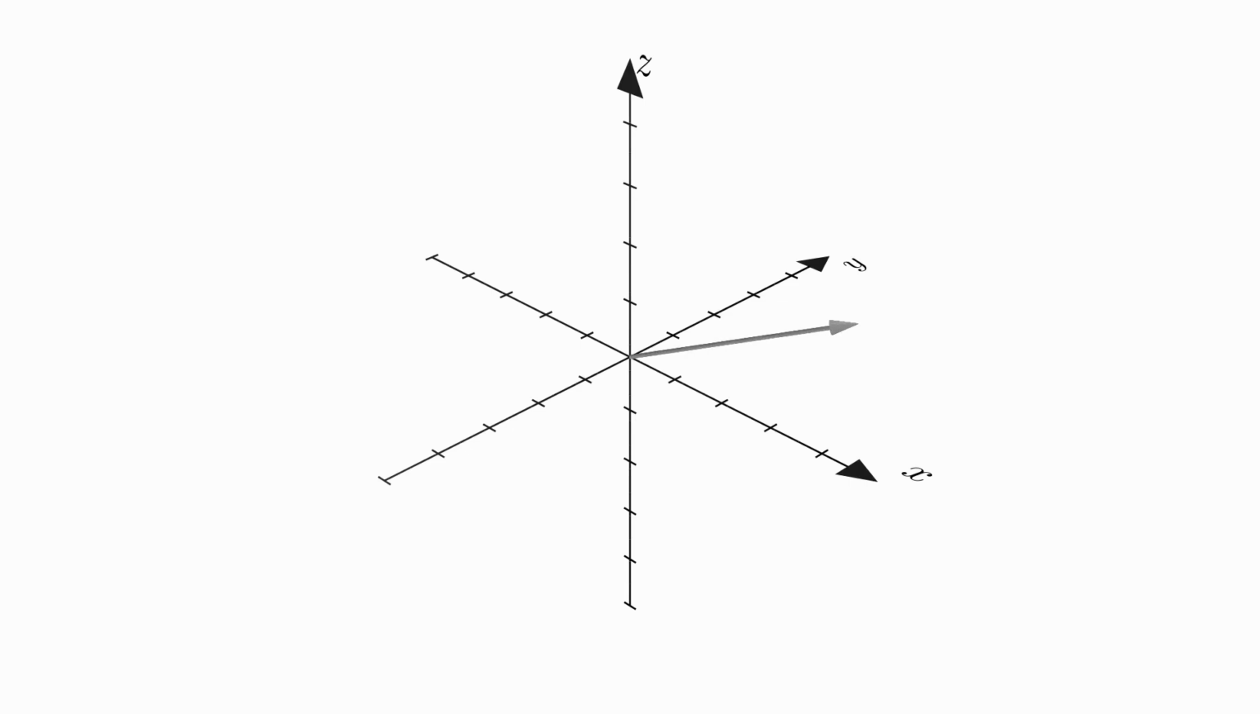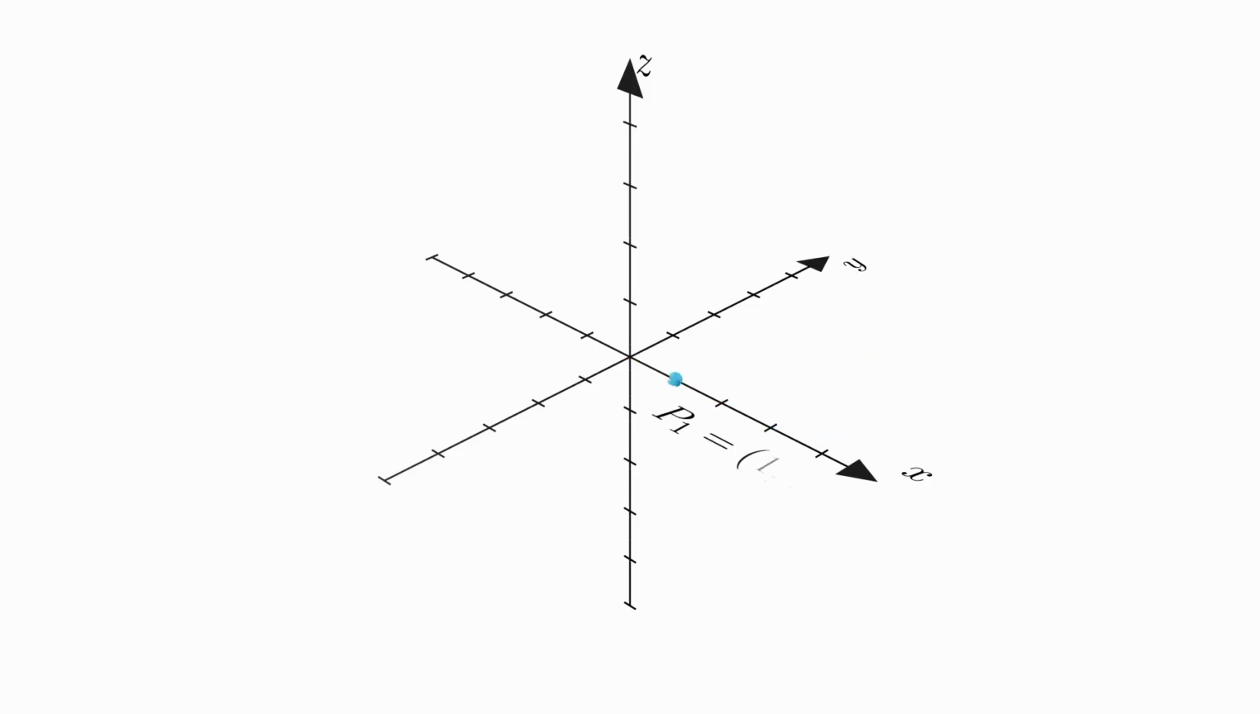Let's use this vector as an example. It has 3 units of i, 2 units of j, and 1 unit of k. We describe this vector as the sum of all the i's, j's, and k's, but this is often represented in shorthand with just 3 numbers, usually by a column matrix or by using these triangular braces.